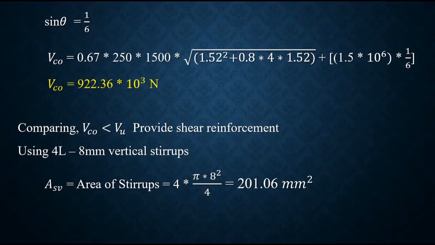For shear reinforcement, we are assuming 4-legged 8 mm vertical stirrups. It is just we are assuming. So now we should find out what is the area of the stirrups. Area of the stirrups is denoted by ASV is equal to 4, that is 4-legged, 4 into pi d square by 4. Here d is 8 mm. So it is pi into 8 square by 4. We will get 201.06 mm square.